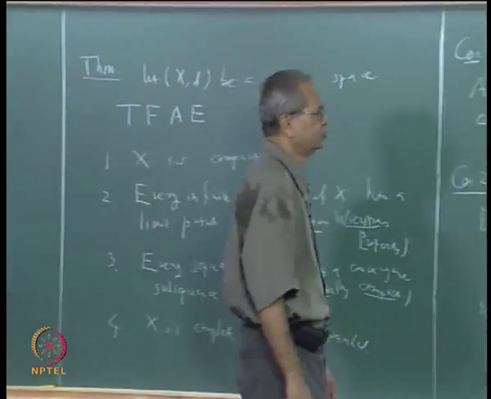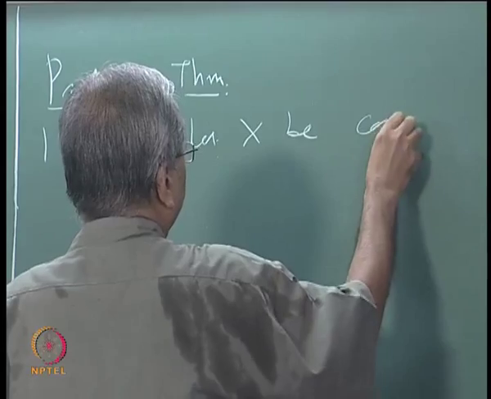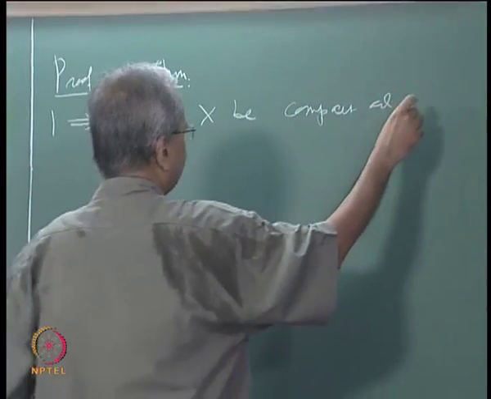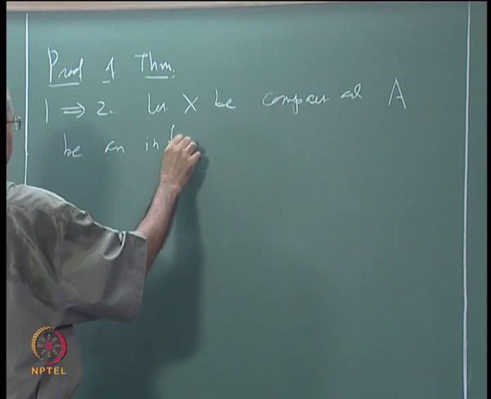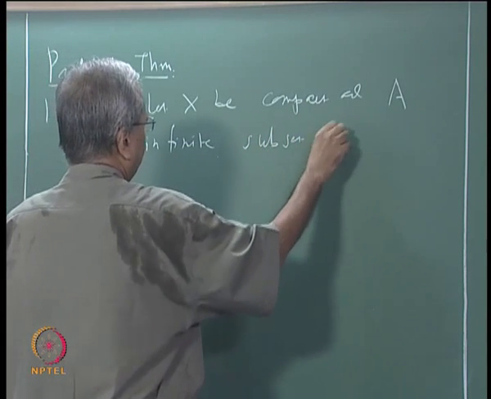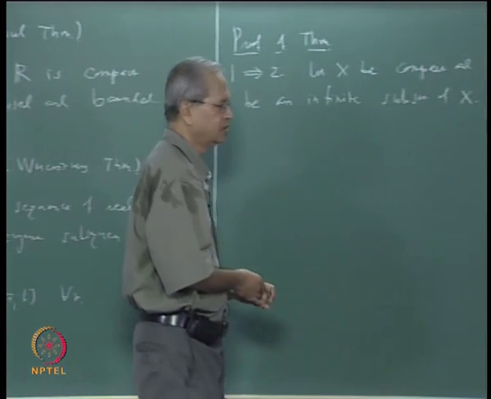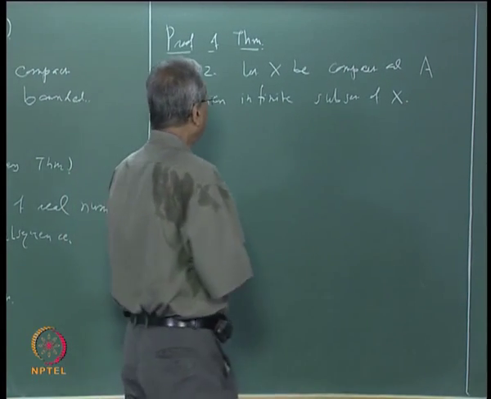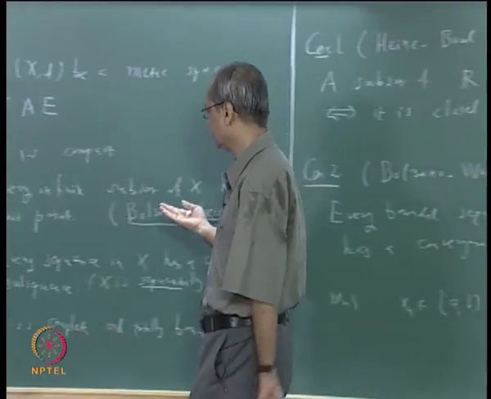So let X be compact, and suppose that the infinite subset is A. Let A be an infinite subset of X. Now, suppose 2 is false, then it means that this subset A does not have any limit point.